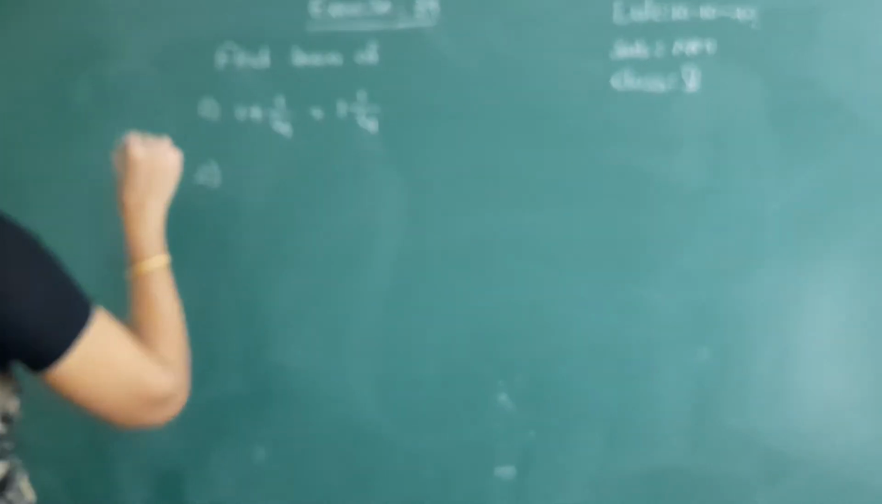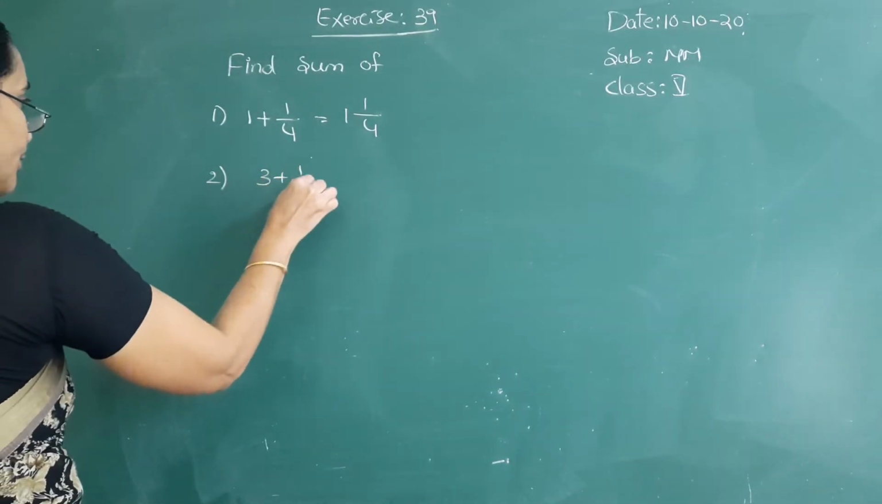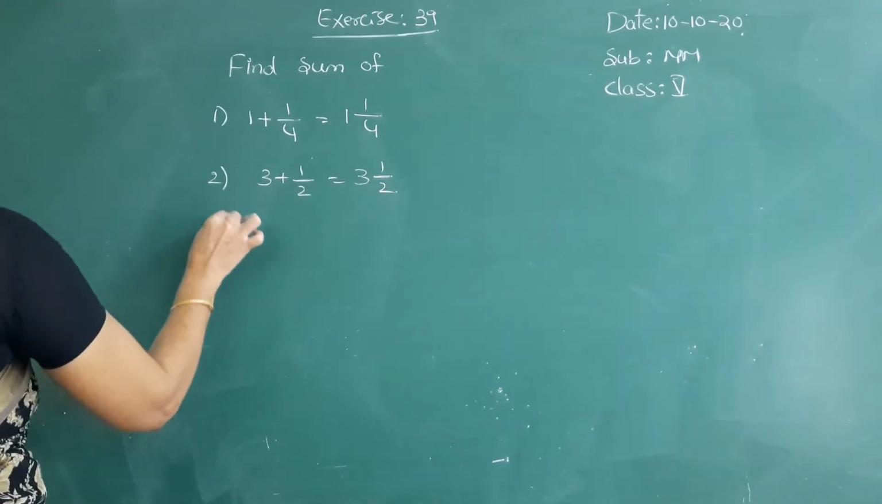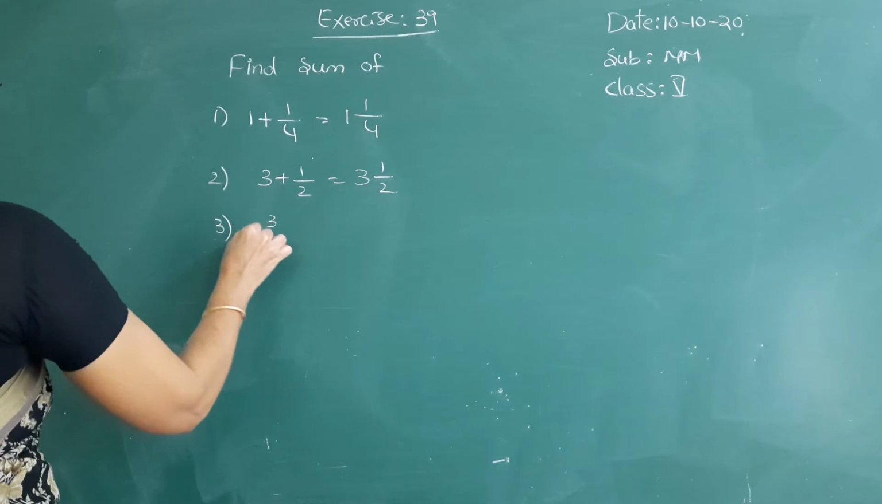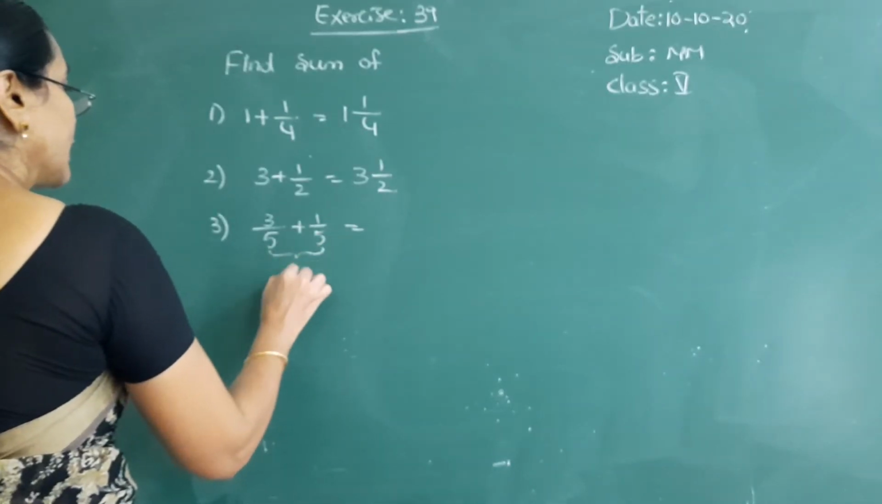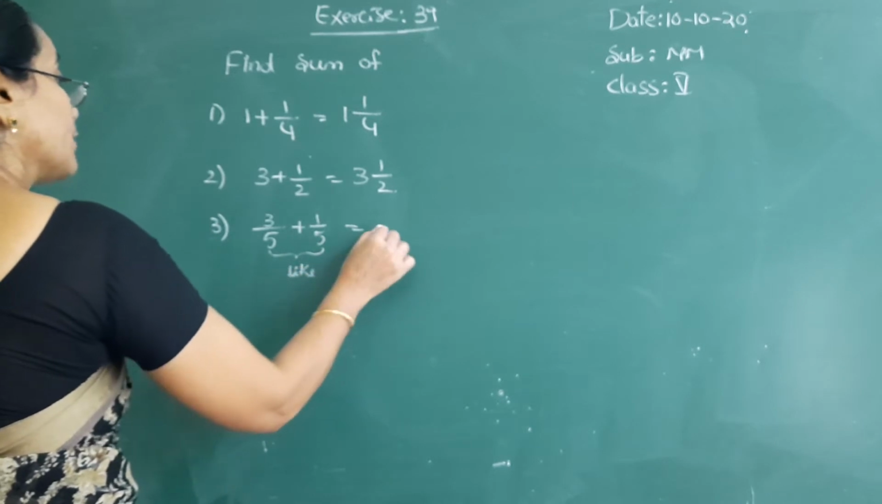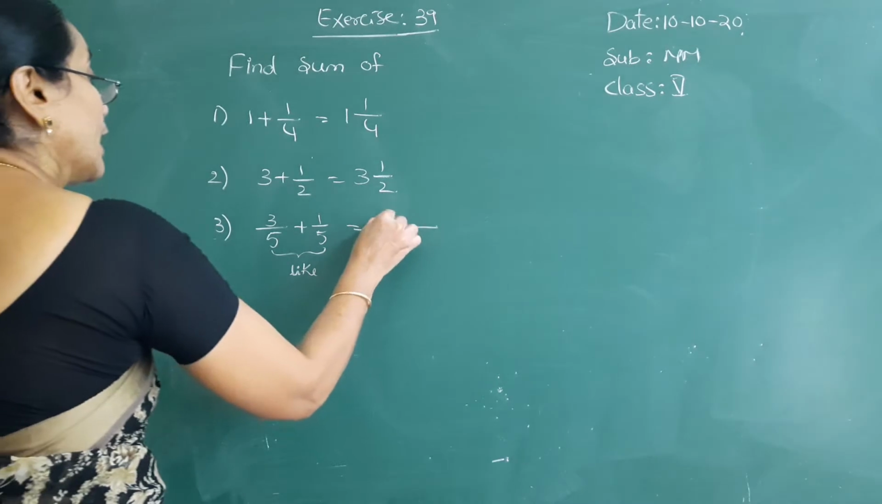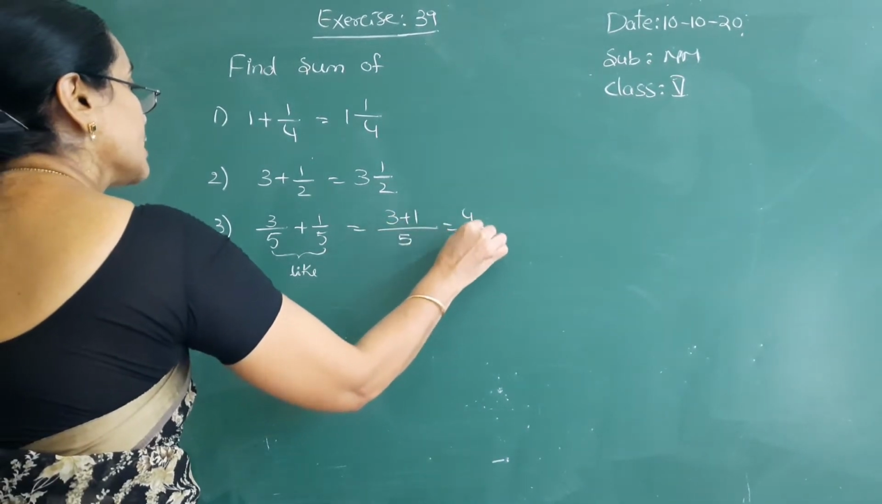See the second question, 3 plus 1 by 2. It is also a mixed fraction, that is 3 1 by 2. Next, 3 by 5 plus 1 by 5. These two are like fractions. In the case of like fractions, we have to write down the common denominator and add the numerators. 3 plus 1, that is 4 by 5.